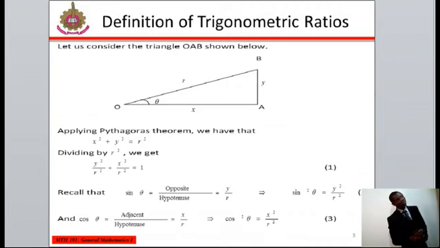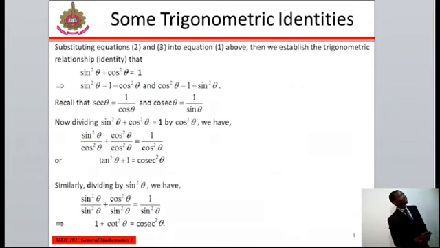Applying Pythagoras theorem, we have x squared plus y squared is equal to r squared, and dividing by r squared, we obtain an expression. We substitute using our SOHCAHTOA, sin theta and cos theta, in order to arrive at the expression sin squared theta plus cos squared theta is equal to 1.